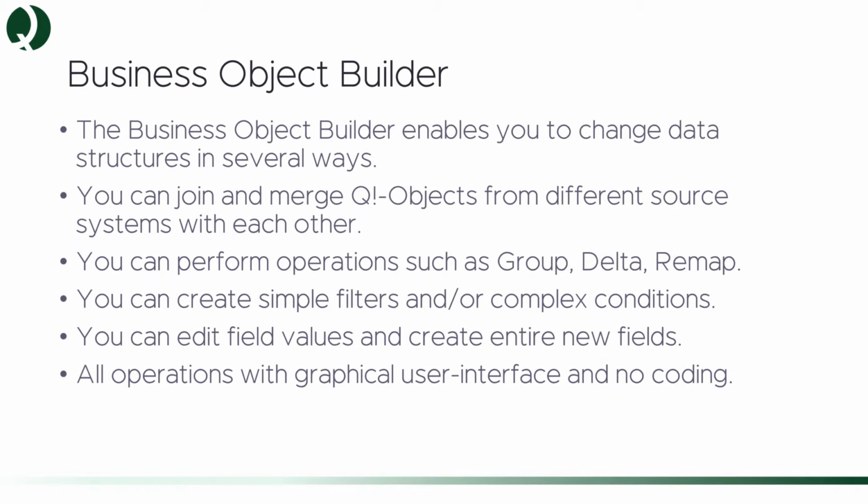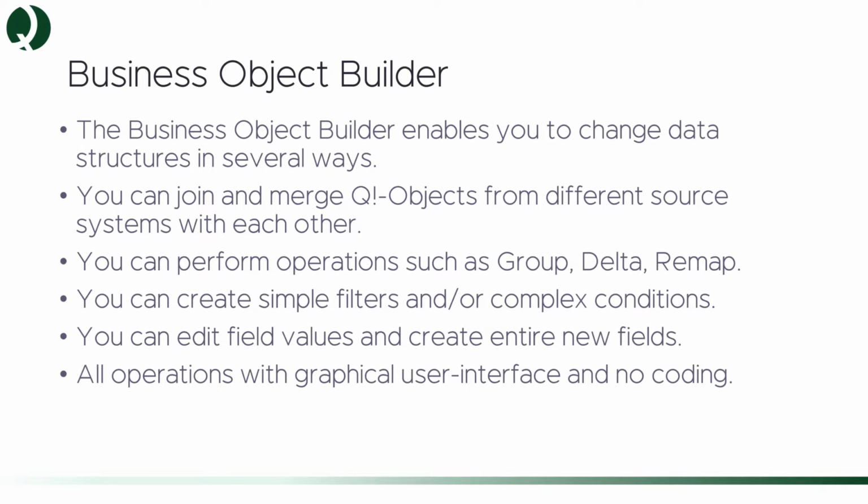If a user on Platform Q wants to enrich data or change data structures, it is necessary to use the Business Object Builder application. With the Business Object Builder, you can join Q objects with each other, or you can merge them. The Q objects can contain data from different source systems. Furthermore, you can also create a delta between two Q objects and remap field values of two different Q objects. It is also possible to create complex conditions as a filter.